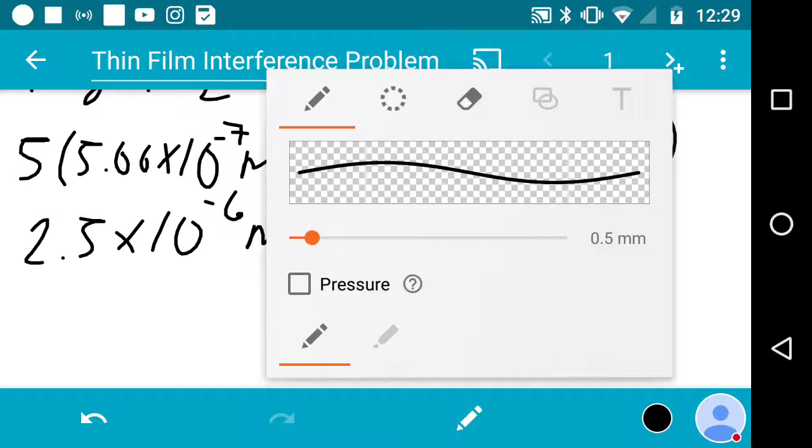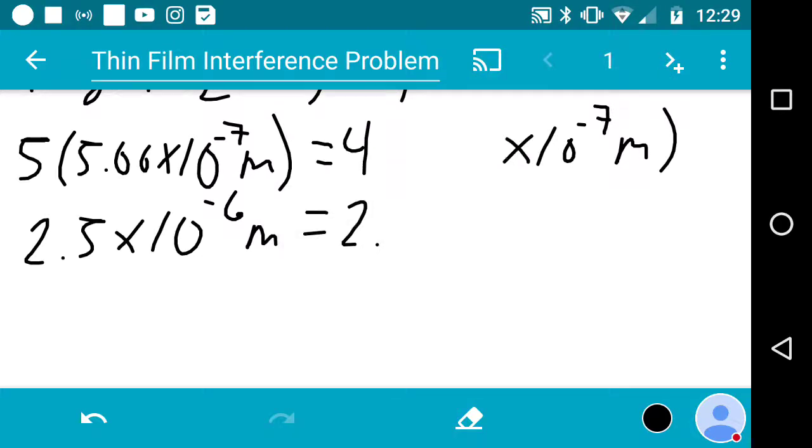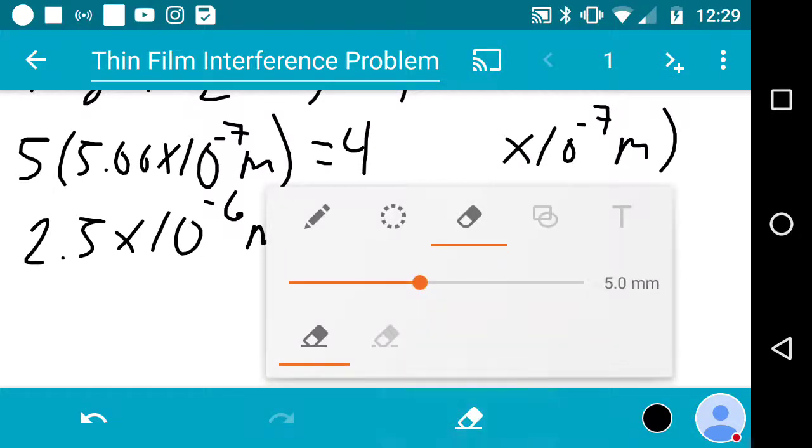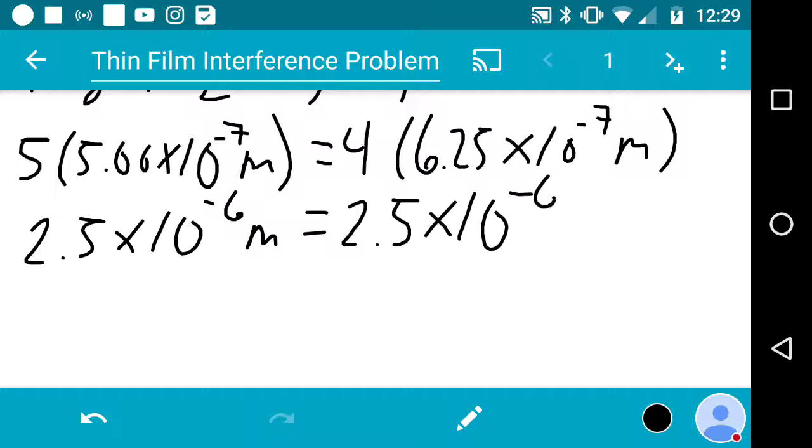Let's back this up for a second. Alright. So this one should be 6.25. Otherwise, it would not give us what we need. This will also give us 2.5 times 10 to the minus 6 meters, which is good. That means we found our m values.